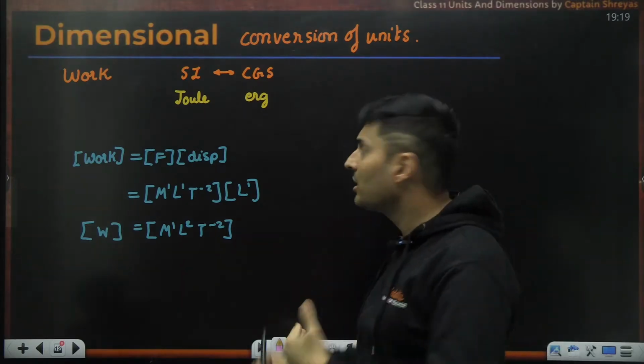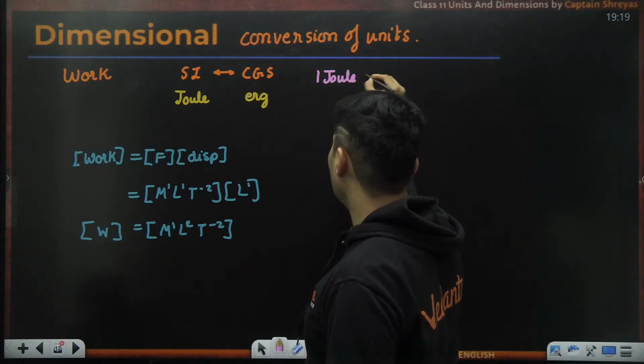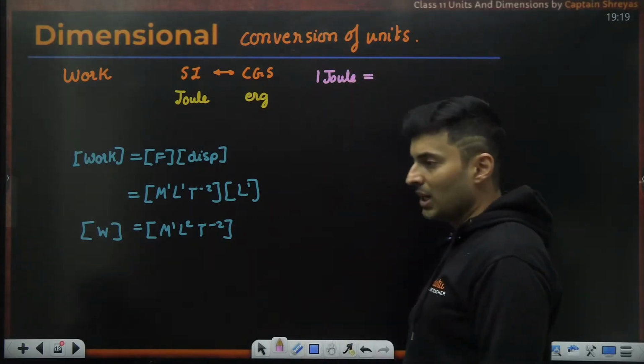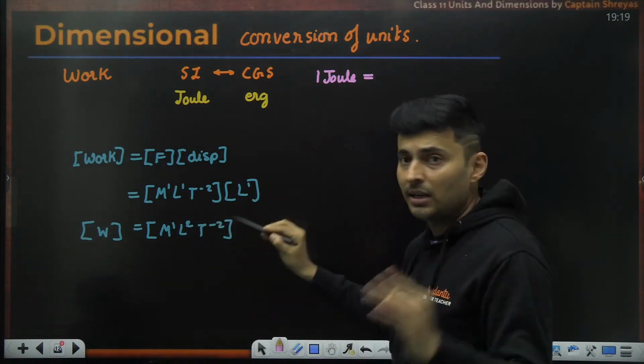I want to explain the method. So I start off with 1 joule. 1 joule is everything in SI. Write it in fundamental terms.